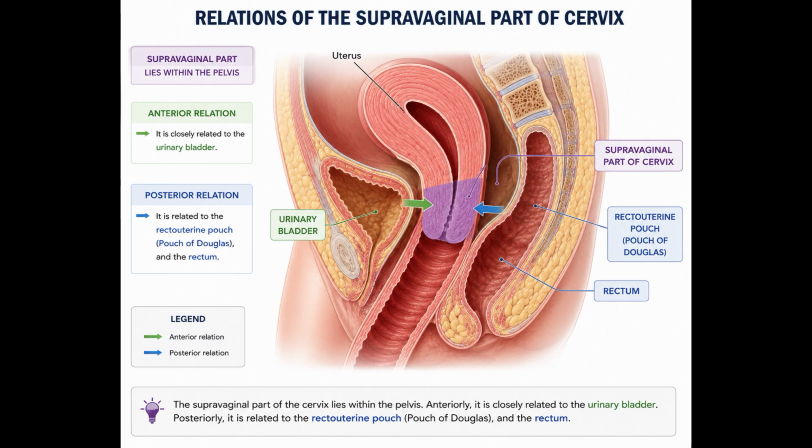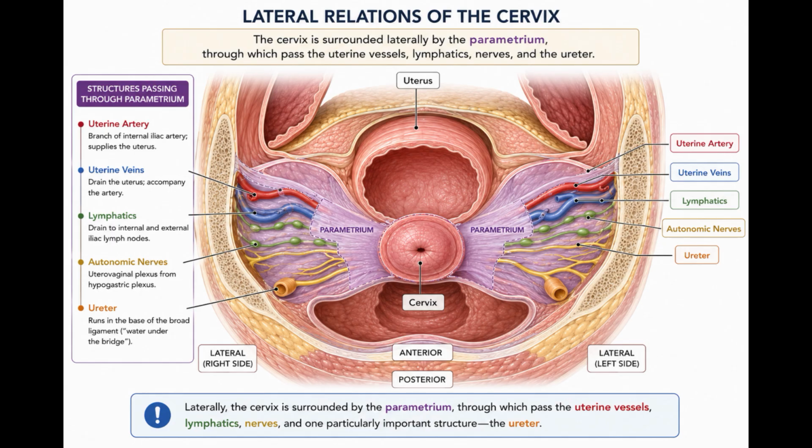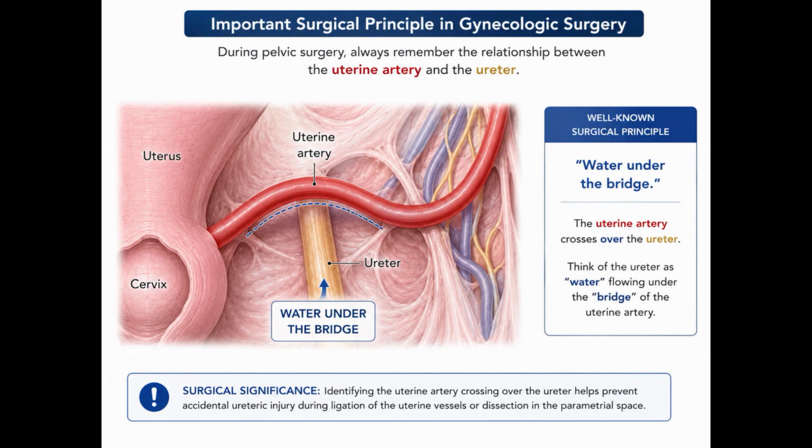The supravaginal part lies within the pelvis. Anteriorly, it is closely related to the urinary bladder. Posteriorly, it is related to the rectuterine pouch, also known as the pouch of Douglas, and the rectum. Laterally, the cervix is surrounded by the perimetrium, through which pass the uterine vessels, lymphatics, nerves, and one particularly important structure, the ureter. This anatomical relationship becomes extremely important during gynecological surgery.